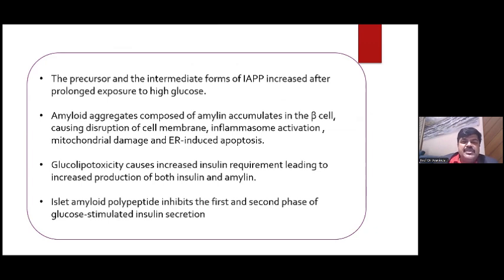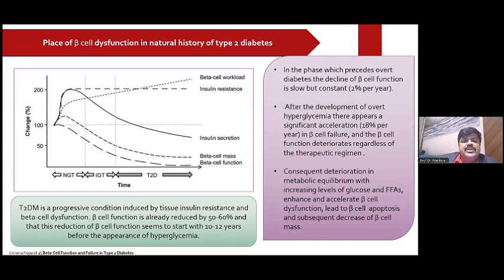Amyloid aggregates composed of amylin accumulate in the beta cell, causing dysfunction of the cell membrane, inflammasome activation, mitochondrial damage, and ER-induced apoptosis. So glucolipotoxicity causes increased insulin requirement, leading to increased production of both insulin and amylin. Islet amyloid polypeptide inhibits the first and second phase of glucose stimulated insulin secretion.